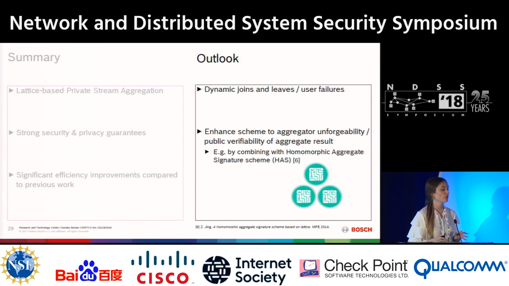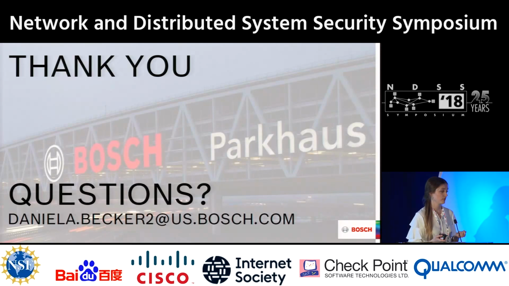On a high level, the way to do that with our scheme would be to combine our scheme with a homomorphic aggregate signature scheme, such that each user would provide a signature together with their ciphertext, which then the aggregator can aggregate together with the output, and therefore get an aggregator proof of correctness that he can provide when he's publishing the result. Thank you very much, and I'd be happy to take questions.